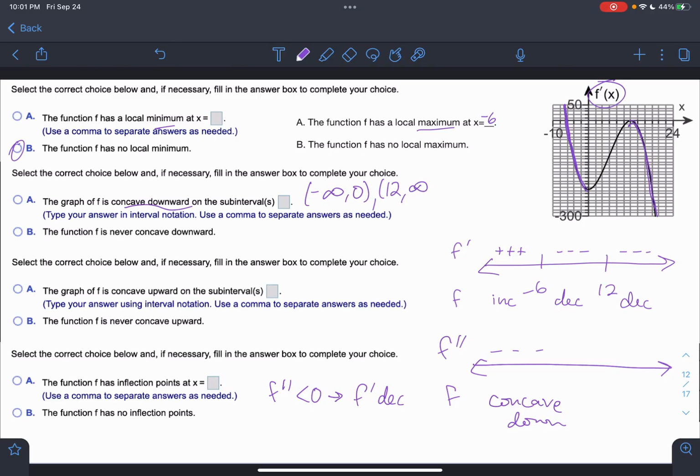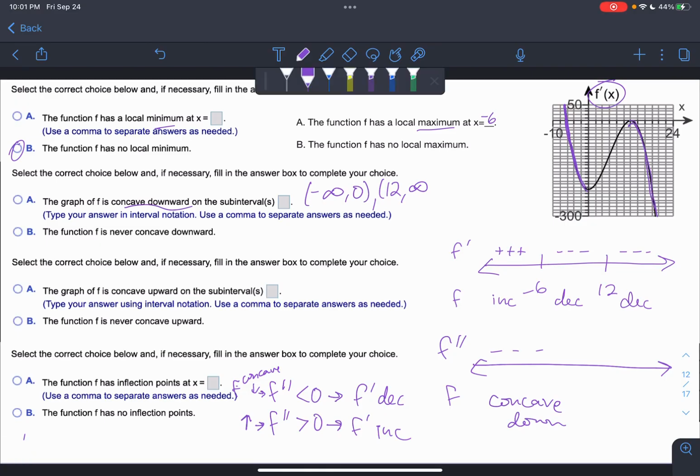And then for concave up, it's just the opposite, right? So my concavity is going to be upwards, so it's going to be positive. And this means my f prime is increasing. Right, and then f is concave down, concave up. All right, it's a little messy. Now we want to know where my f prime is increasing, and that is this piece, between 0 and 12.